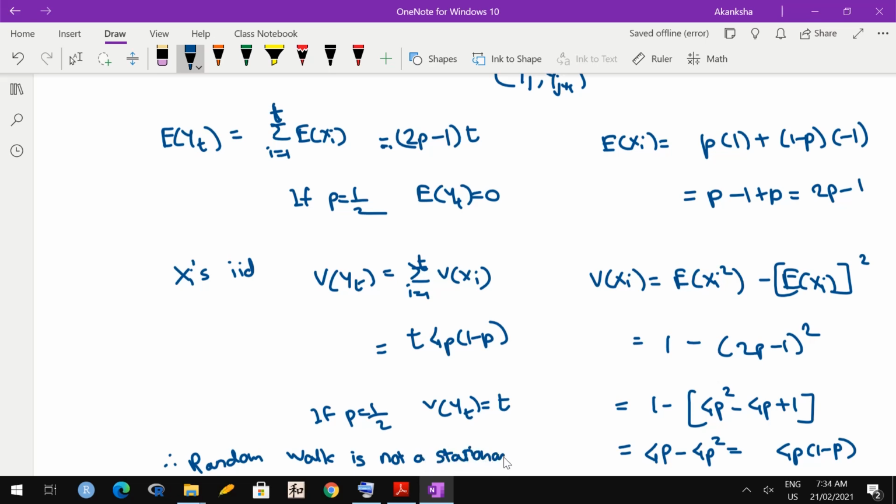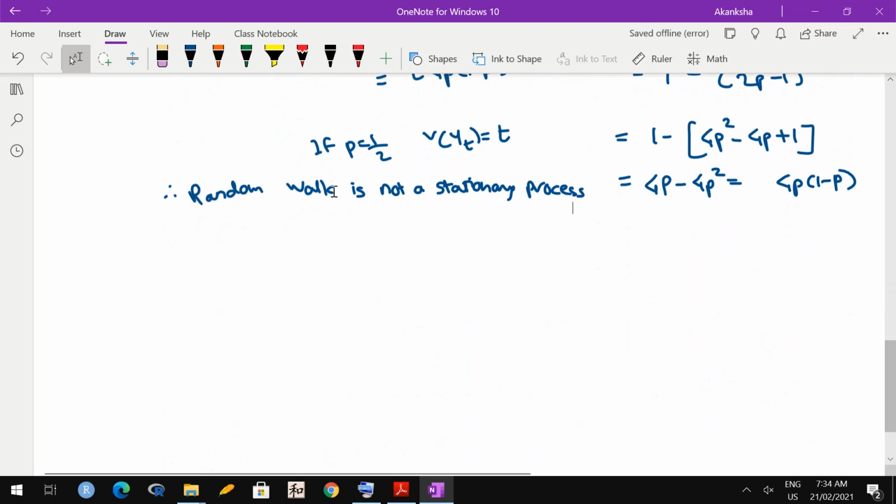This is important. Now, I have computed the mean and variance of a random walk and I have proved that it's not a stationary process. But we know it has some other properties. One of them is the stationarity and independence of increments.